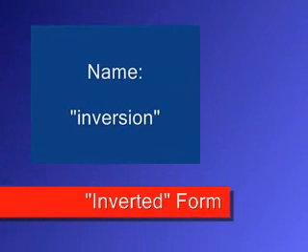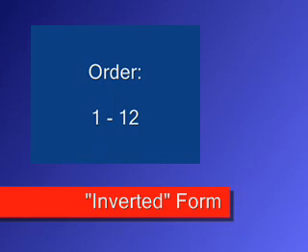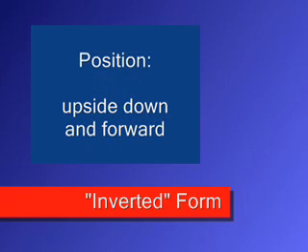Another form of the row is inversion, and you don't have to think about this very long, do you? You know that to invert something means to turn it upside down, and in fact, that's exactly what happens with this form of the row or the series. When the row or the series is inverted or presented in inversion, the order of its notes remains unchanged. They are presented in ascending sequence from 1 through 12, just as they were in the original. But they are turned upside down. They are inverted, so this form of the melody is upside down and forward.